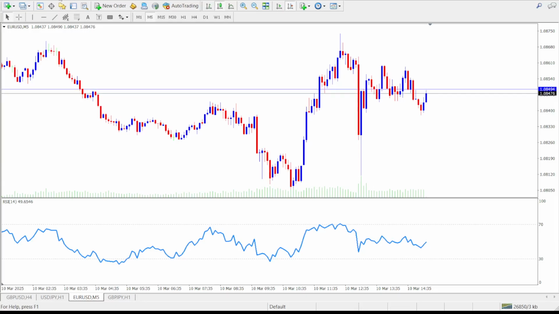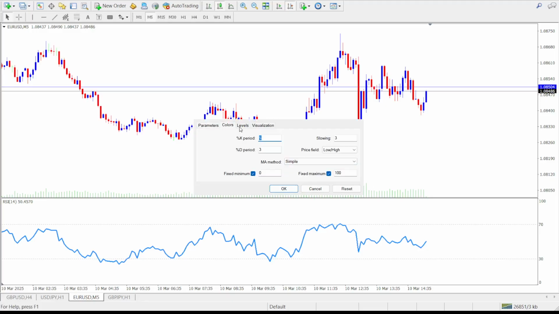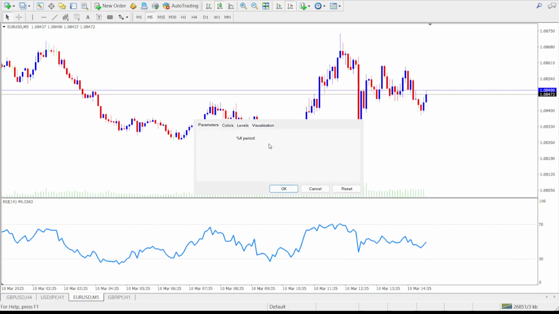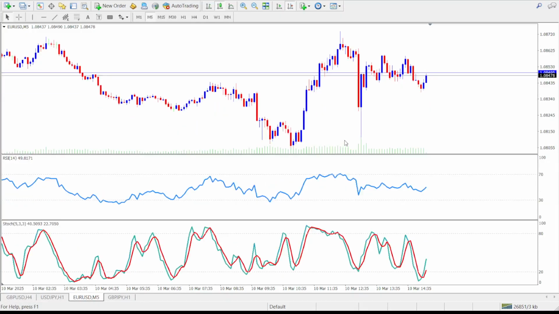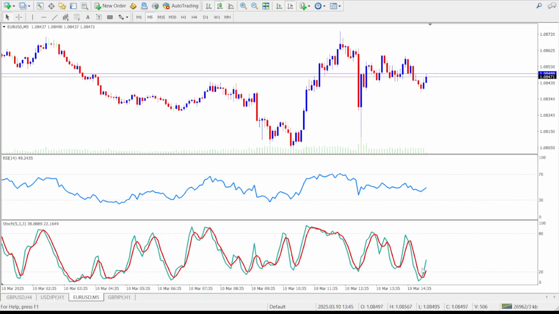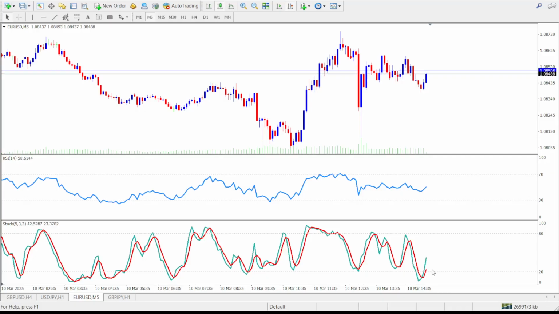The second indicator we're going to be looking at is the stochastic oscillator. This is another great leading indicator, especially for spotting potential price reversals. The stochastic oscillator compares a security's closing price to its price range over a set period. The result is a value between 0 and 100.